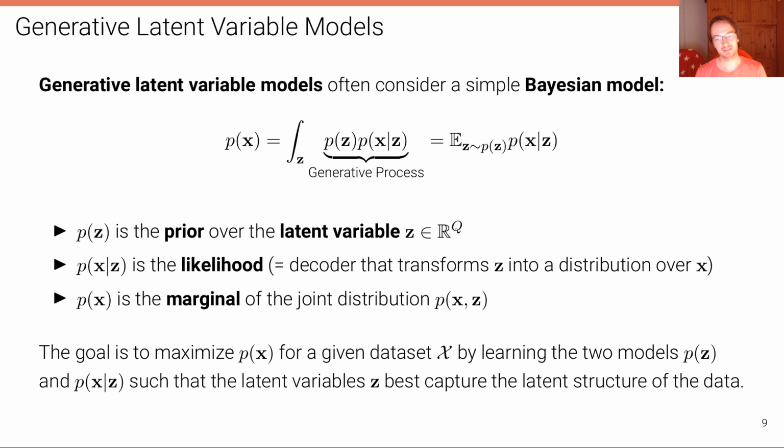Again, the latent space is Q-dimensional, where Q is typically much smaller than the data dimension. And the goal is to maximize P of x. So we want to maximize this probability for a given data set X by learning these two models. These are two parametric models that we want to learn, such that the latent variables C best capture the latent structure of the data, that they explain the data well enough such that if we apply this generative process, we obtain samples from the true data distribution.